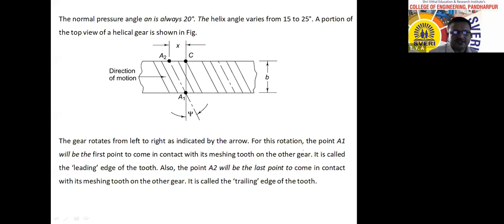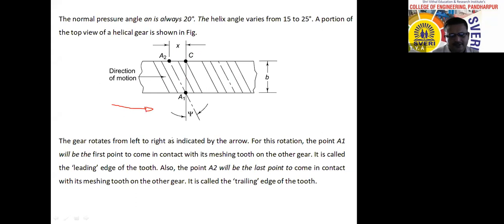Now, see that the normal pressure angle, that is alpha n, is always taken as 20 degrees, and the helix angle psi varies from 15 to 25 degrees. Therefore, this is the diagram of the top view of the helical gear. B is nothing but the face width. Now this A to C is nothing but distance x. Therefore, the gear rotates from left to right as indicated by the arrow. See that this is the direction of motion, left to right.